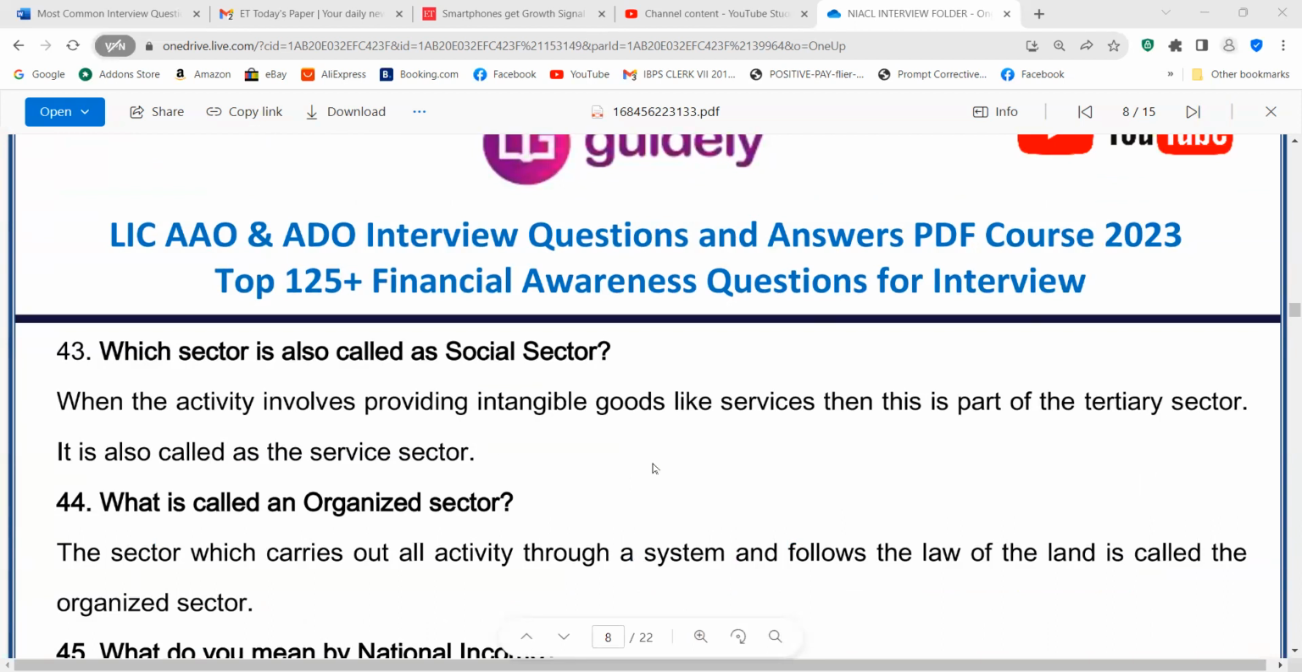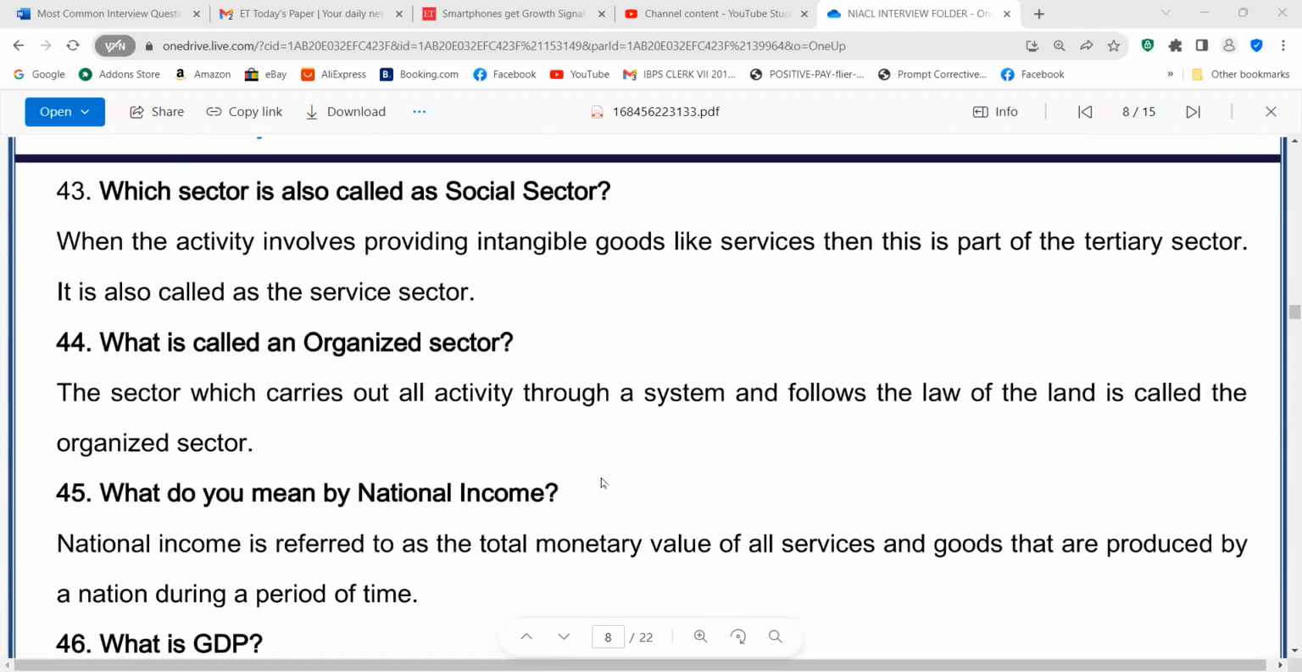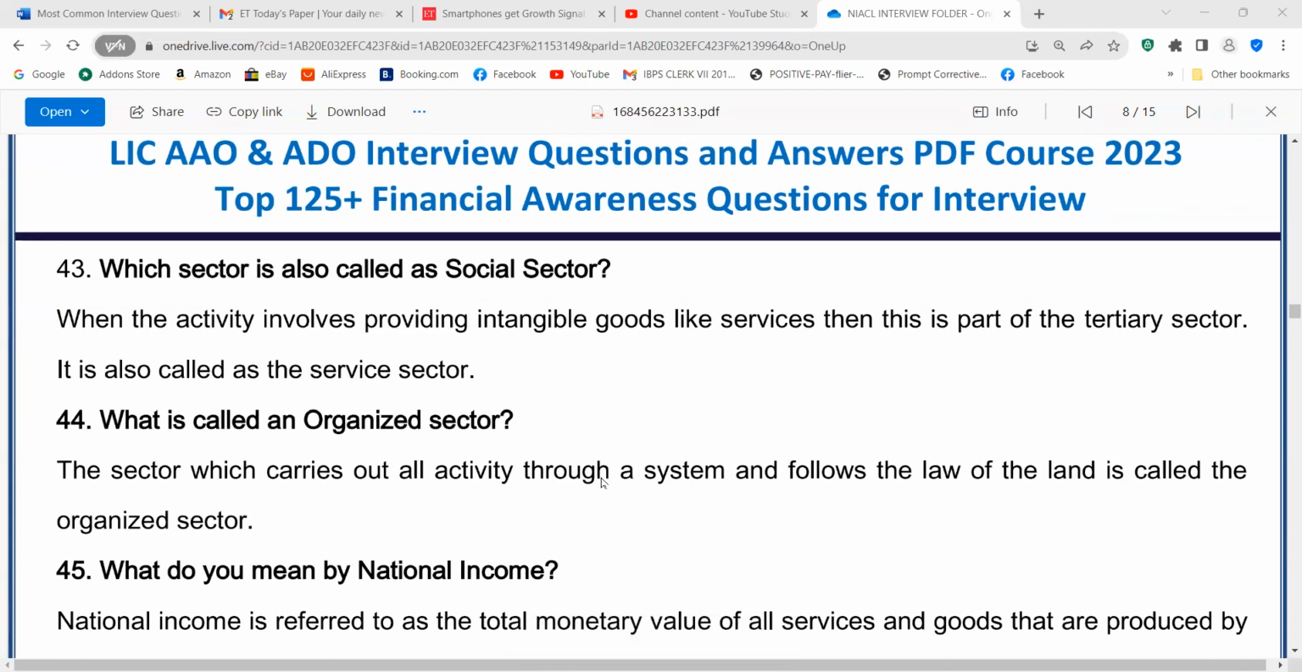Question number 43. Which sector is also called the social sector? When the activity involves providing intangible goods like services, then this is part of the tertiary sector. It is also called the service sector. What is called an organized sector? The sector which carries out all activity through a system and follows the law of the land is called the organized sector.